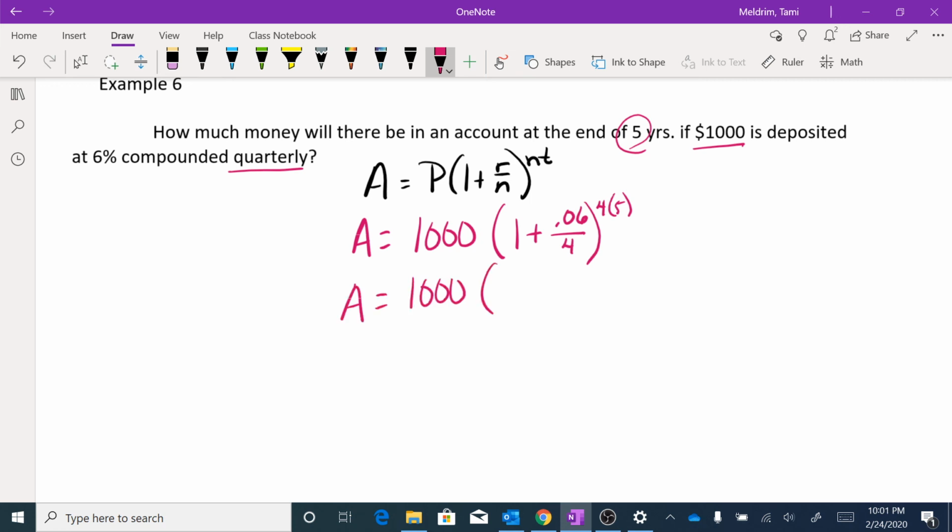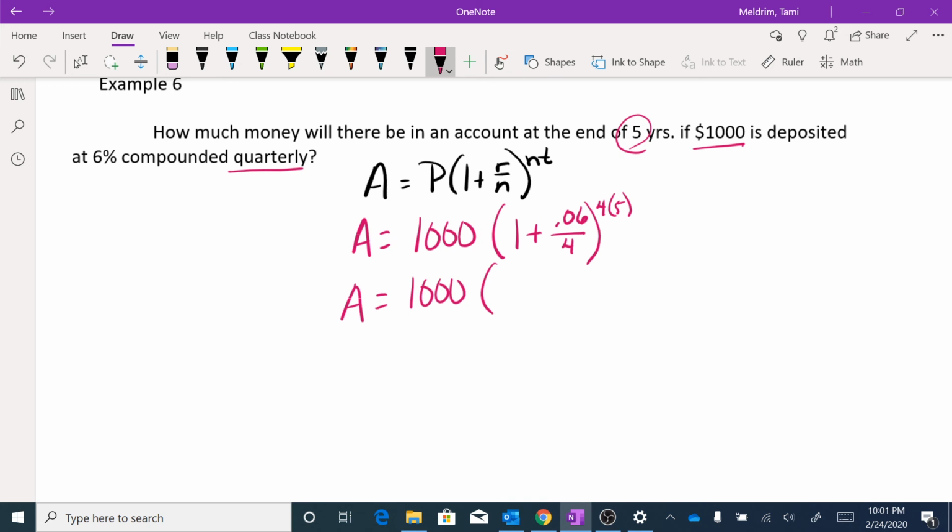So I'm giving you the answer in your notes. Make sure you can put it in your calculator so you can get the correct answer. So inside your parentheses, you should come out with 1.015, and that's going to be raised to the 20th power. That 4 times 5 is the 20th power.